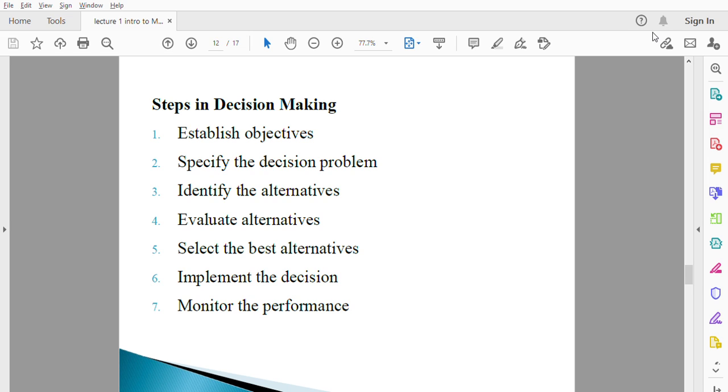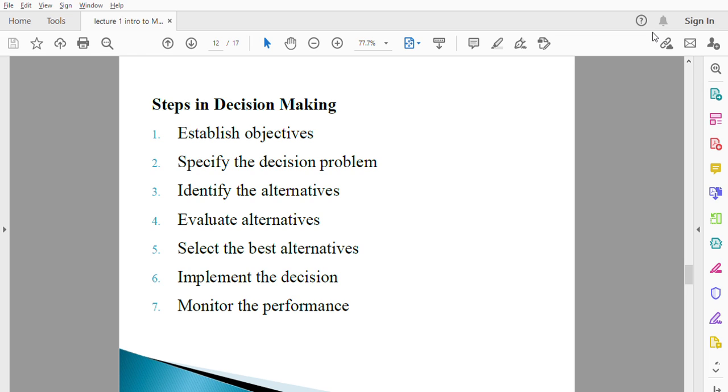The second is specify the decision problem. So what problem are you solving as a manager? You specify the decision problem. Is it that sales have gone down, so we want to increase sales? So sales have gone down, that is my problem. And the third is identify the alternatives.